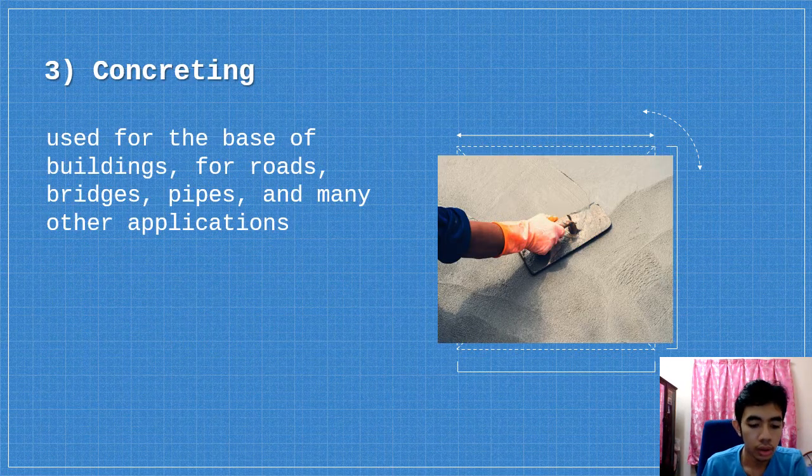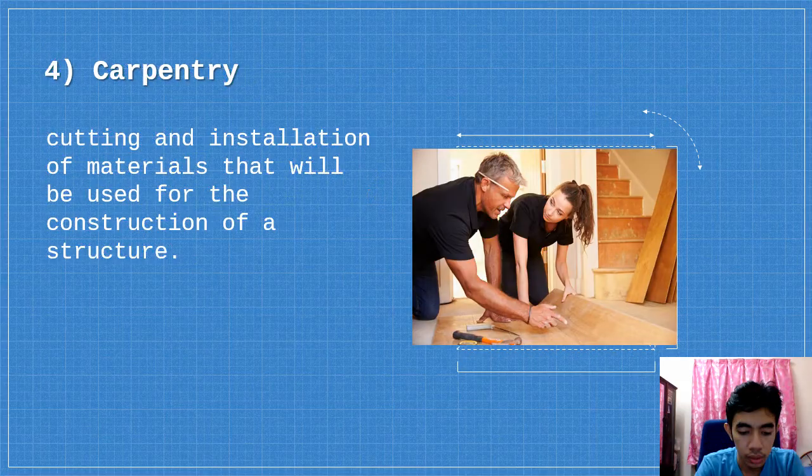Concreting. The process of pouring concrete is another major activity in construction. It is often used for the base of buildings, for roads, bridges, pipes, and many other applications. One of the reasons it has become so popular in the construction industry is that concrete is easy to make in large quantities. It changes state so that it's easy to work with and manipulate.